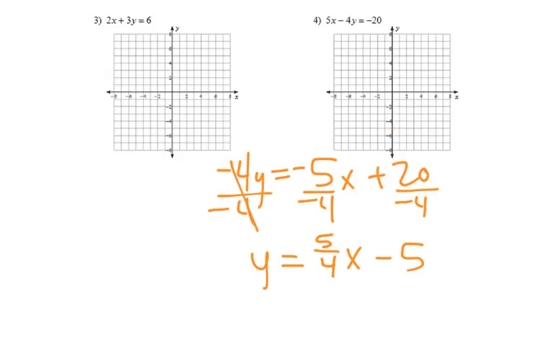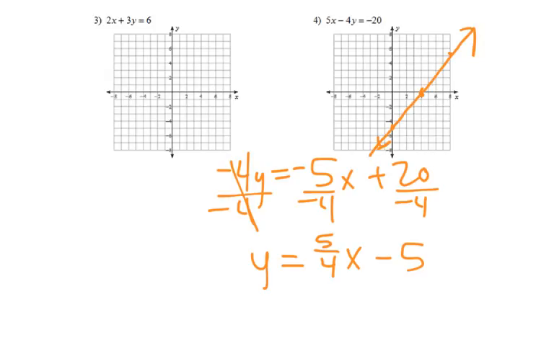So I go down to negative 5. Then we're going up 5, to the right 4. If we need to, we count. 1, 2, 3, 4, 5, to the right 1, 2, 3, 4. Oh, that was up 5, wasn't it? Sometimes I can't quite get this on the point that I want to. And we can graph like that.